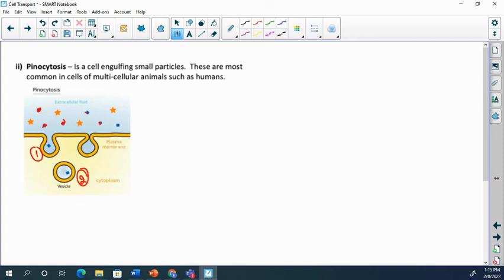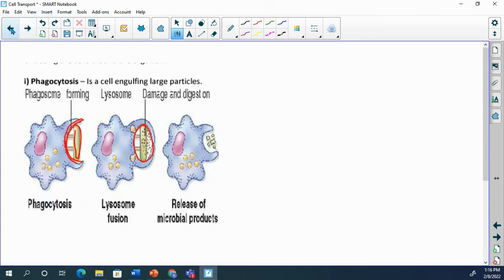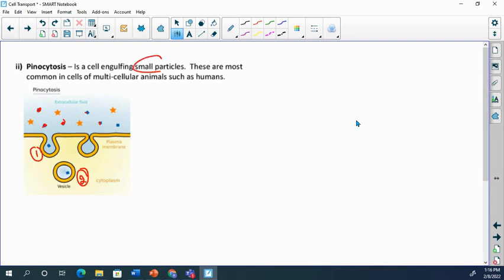The difference between phagocytosis and pinocytosis is that phagocytosis is a cell engulfing large particles, and pinocytosis is a cell engulfing small particles. So that's the difference between them. But their process is the same. The particle is going to fuse with the membrane, and then it will turn into a vesicle, and then it's delivered as a vesicle.